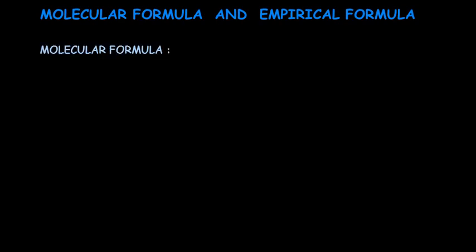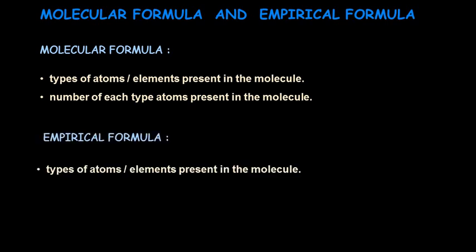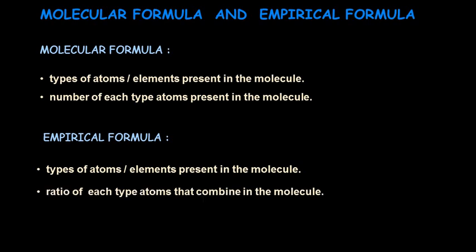From the molecular formula, we can know the types of atoms or elements present in the molecule, and we can also know the number of each type of atom present in the molecule. But from the empirical formula, we get the types of atoms and elements present in the molecule, like the molecular formula, but we don't get the number of each type of atom; we get the ratio of each type of atom present in the molecule. And we can easily calculate the empirical formula if we have some data about the molecule or the compound with us.